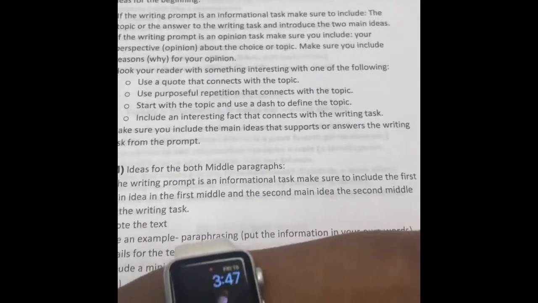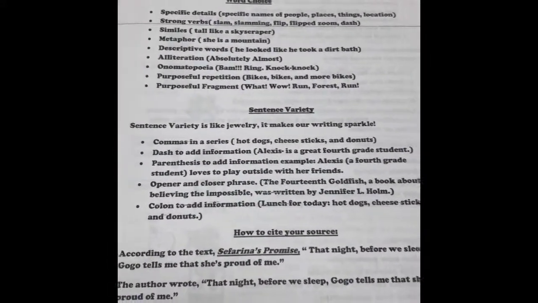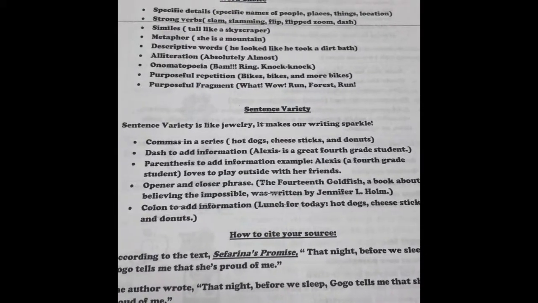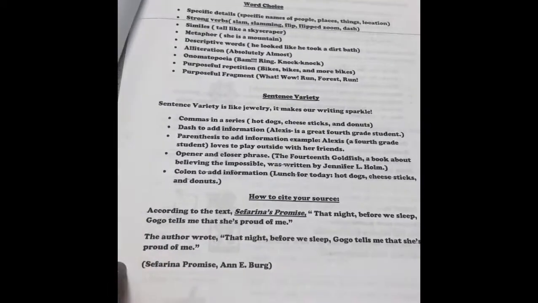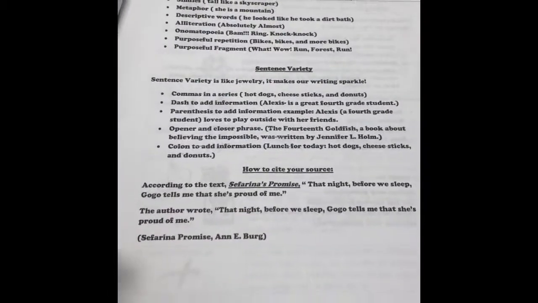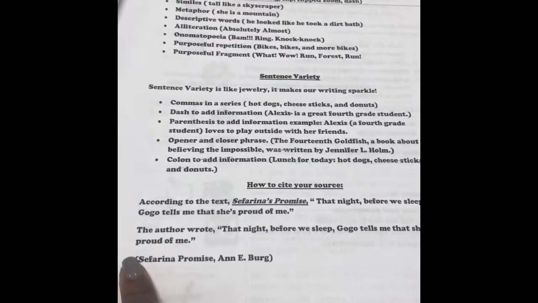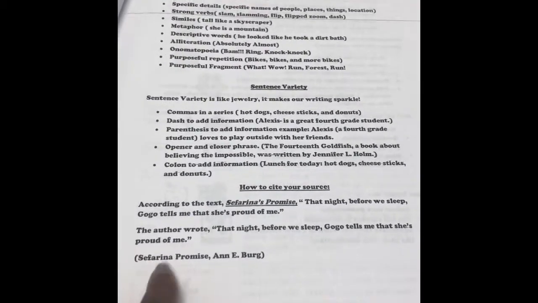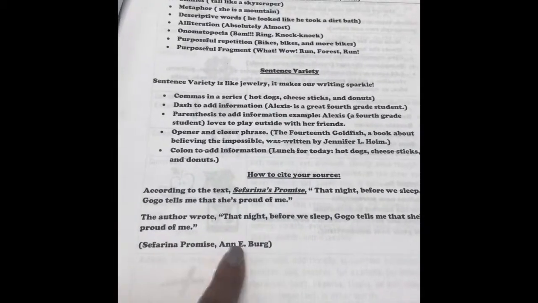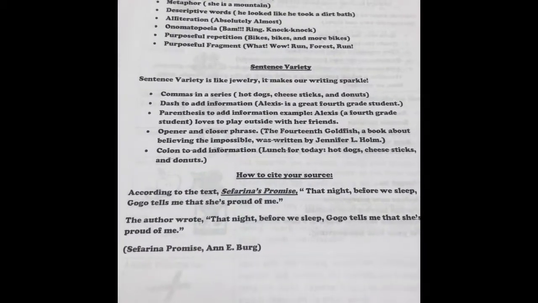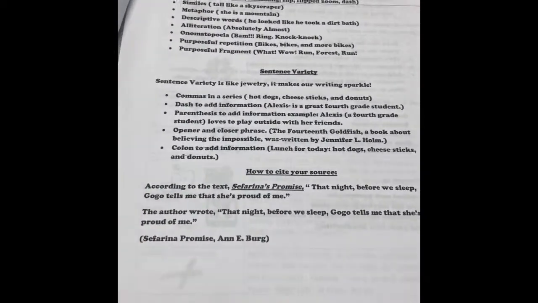Also, in this pack, I've included some different writing crafts that we've mentioned in class. We have a section for word choice, sentence variety, and how to cite your sources. One of the areas we haven't really touched base on is this way of citing your sources. This is like the emergency, oh my, I forgot to cite my source. They can use this method at the end of the paragraph where they included some details. If that happens, it's like pushing the red button, just in case.